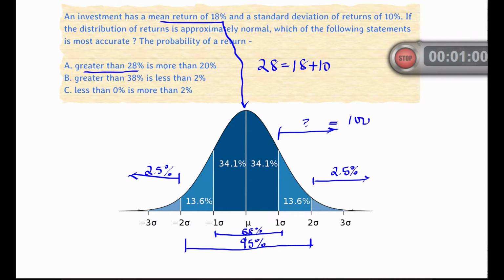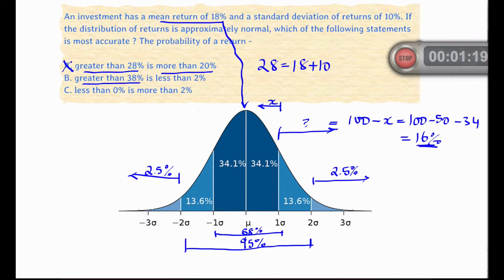Now, one way to find the area to the right of this point is to subtract from 100 the area to the left. So what we have to the right of our 1 standard deviation is 100 minus 50 minus 34, which is about 16%. So A is incorrect because it says that that area is more than 20%.